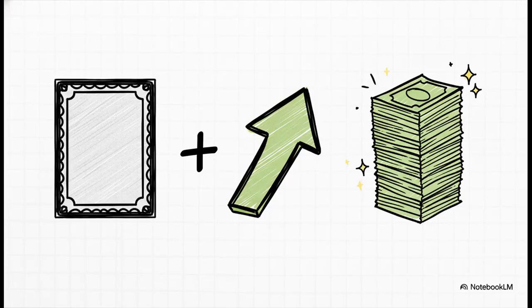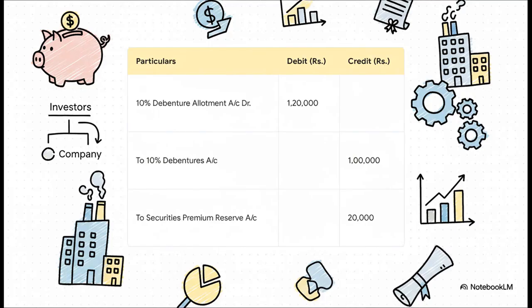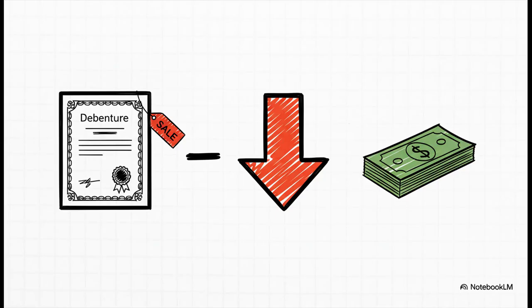Next is premium. Now this is extra paisa for the company. When a company is very reputable, very famous, it can charge more than the face value. This extra amount is a gain for them. Now look closely here, my dear students. That extra 20,000 rupees? It goes into a special account called Securities Premium Reserve. Since this is a gain, a profit for the company, we credit this account. It's a capital profit.